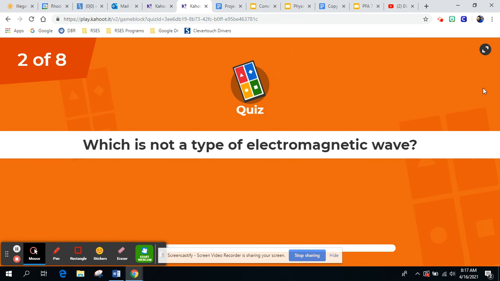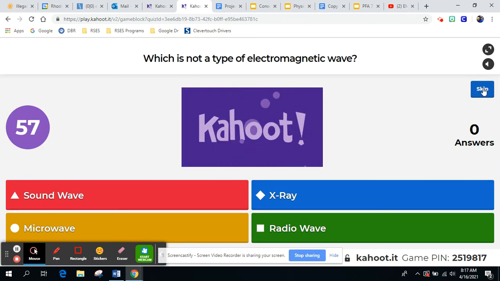Which is not a type of electromagnetic wave? Now remember, we've seen the EM spectrum a bunch. Think of one of these that would not be on there. Press pause while you think of your answer.